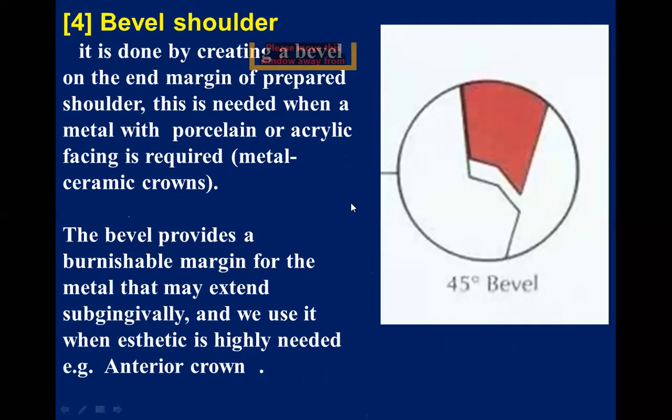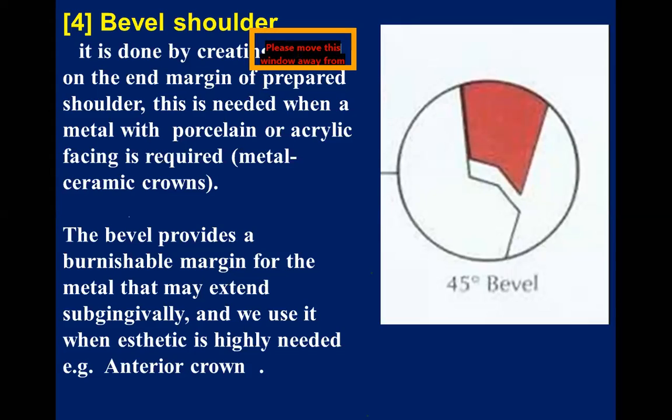Now, the chamfer is indicated for metal crowns, and you know that metal is a strong material. Ceramic is a brittle material. We want the metal for strength and ceramic for aesthetic. If we want to have both requirements, strength and aesthetic, we will shift to a mixed type of preparation.